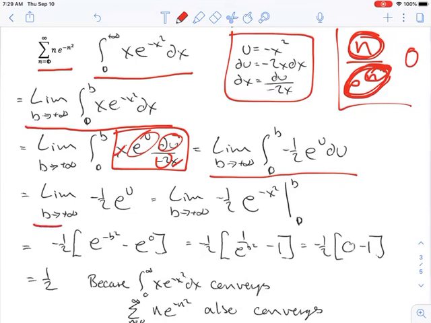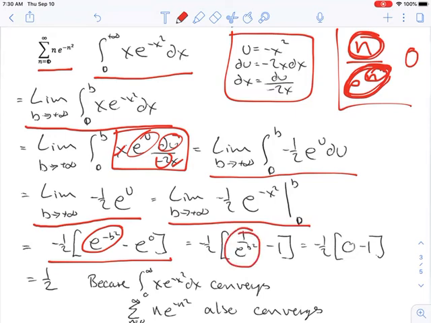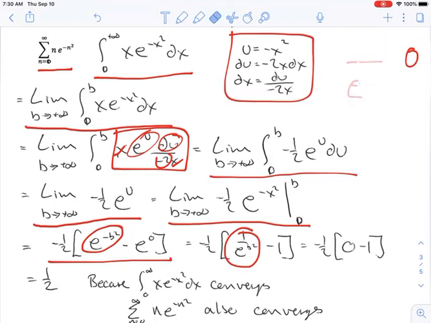So we get the limit as b approaches positive infinity of negative 1/2 e to the u. Substituting negative x squared back in for e to the u, and then evaluating that at b and at 0. And so this term becomes 0. The easiest way to see that is to rewrite it like I did over here. Because you have a negative exponent, let me go back up here, use this space.